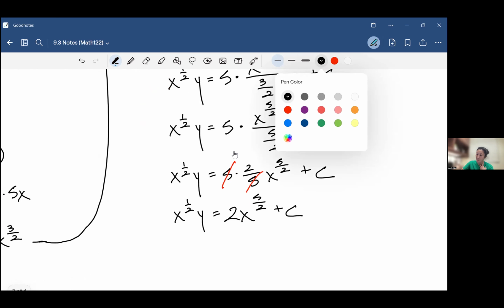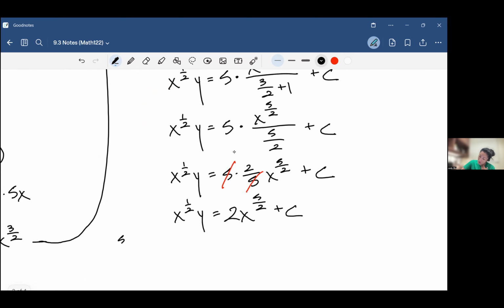All right, last step. We're going to go ahead and divide over this x to the 1/2 so that we can isolate our y.